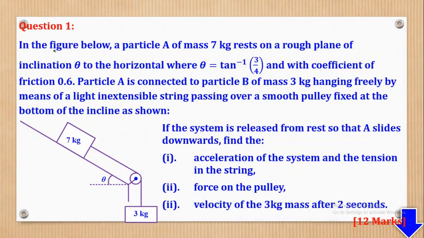Question 1 says, in the figure below, a particle A of mass 7 kilograms rests on a rough plane of inclination theta to the horizontal, where theta is equal to arctan of 3/4, and with coefficient of friction 0.6. Particle A is connected to particle B of mass 3 kilograms hanging freely by means of a light inextensible string passing over a smooth fixed pulley at the bottom of the incline as shown.